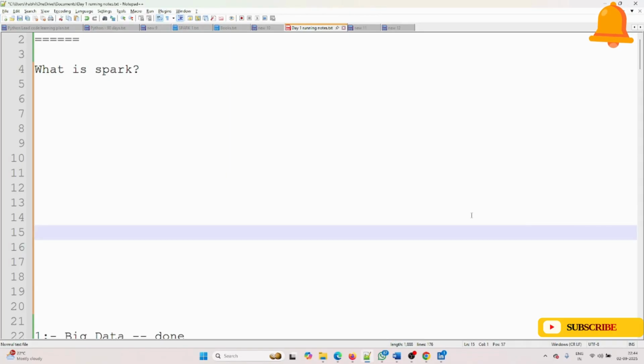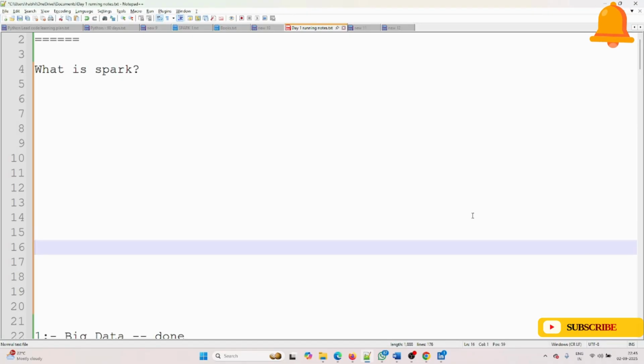So first I'm going to tell about what is Spark. Apache Spark is an open source distributed data processing framework designed to handle big data efficiently. It allows you to process massive datasets across a cluster of computers in parallel. This is the definition of Spark.